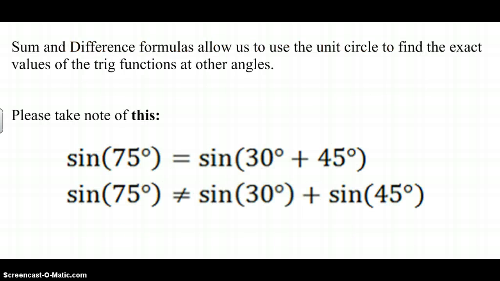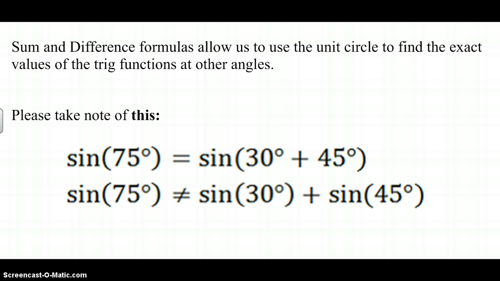The sum and difference formulas allow us to find the trig values of angles that are not on the unit circle's special triangles, the 30, 60, 90 angles and the 45, 45, 90 angles. We're going to be finding things like the sine of 75 degrees or the cosine of 15 degrees, so ones that fall in the middle of or are some combination of the angles that we already have information for.